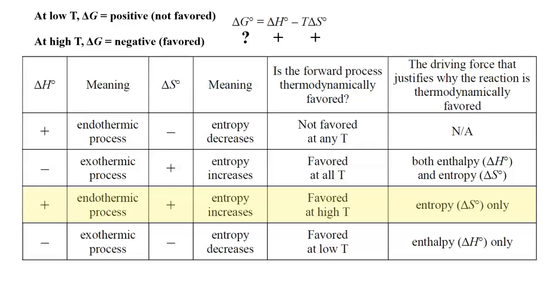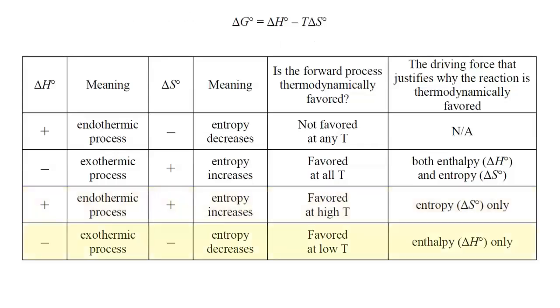And now in our last situation, both the delta H and the delta S are negative. So that means we have an exothermic process where delta H is negative, and we have a process in which the entropy of the system decreases, so delta S is negative.